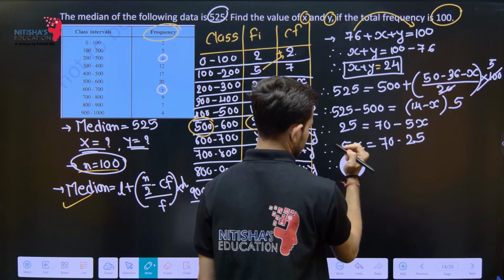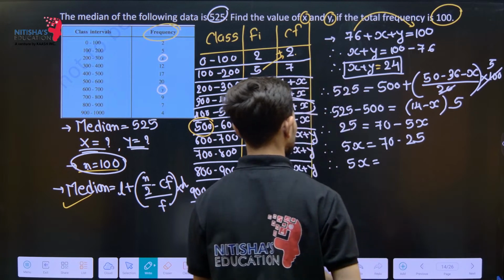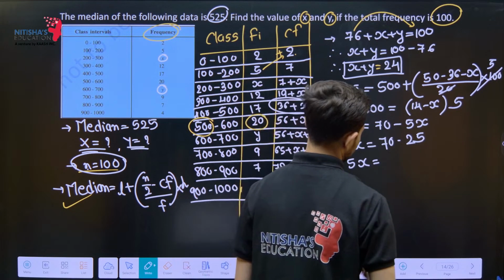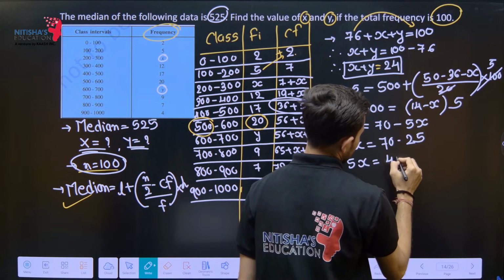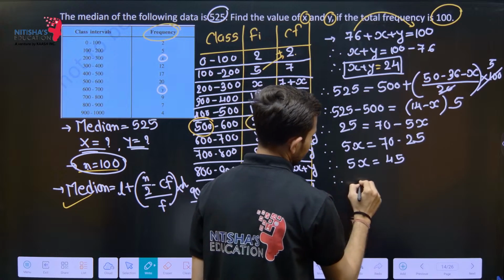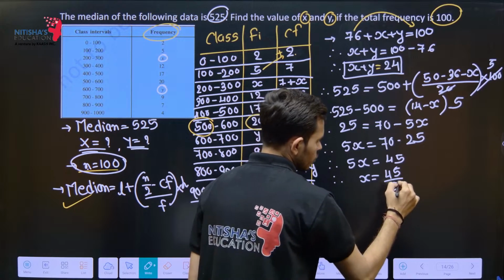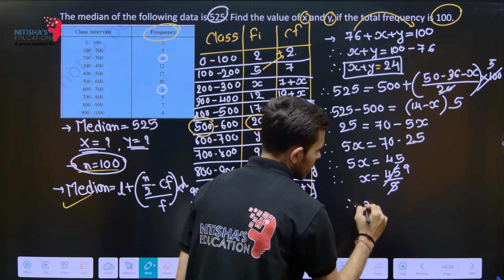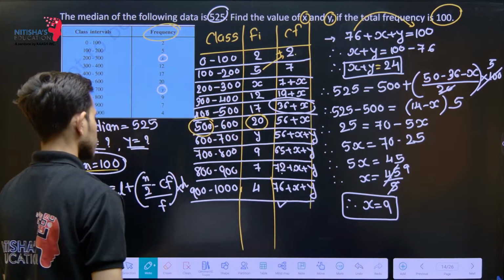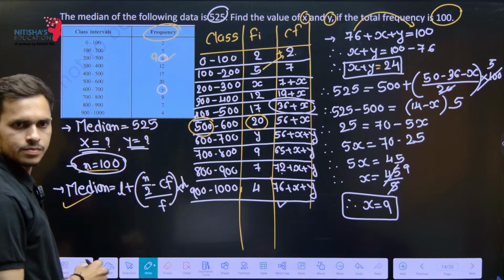So here 5x is equal to 70 minus 25. So 70 minus 25 will become 45, right? Therefore x is equal to 45 upon 5. So 5 nines are 45, therefore x is equal to 9. So we got first the unknown frequency, which is 9.